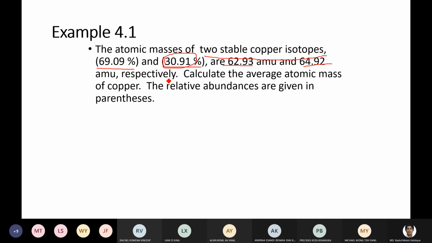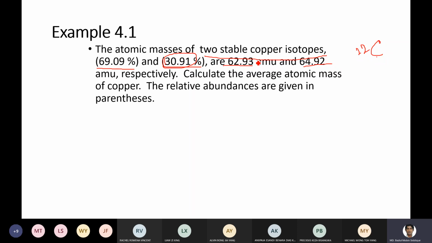This AMU that I was talking about is in respect to carbon 12. Carbon 12 has 12 AMU, right? Just now we saw it. Carbon 12 has 12 AMU.